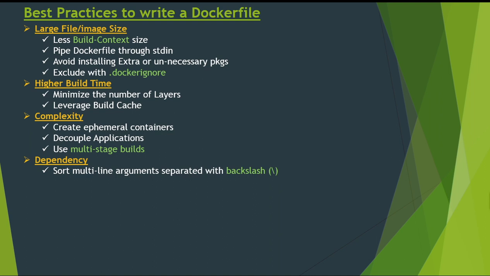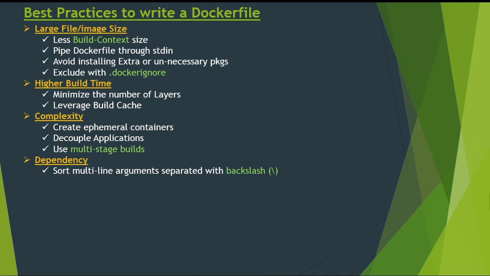Then we have another issue. If we have a large image size, it will take more time to build and to run our containers as well. Then we have complexity and dependency, where we should create our Docker file so that everyone can easily understand it. And for decoupling applications, we should use one container for one functionality of our application, so that it will be easier for troubleshooting and debugging.